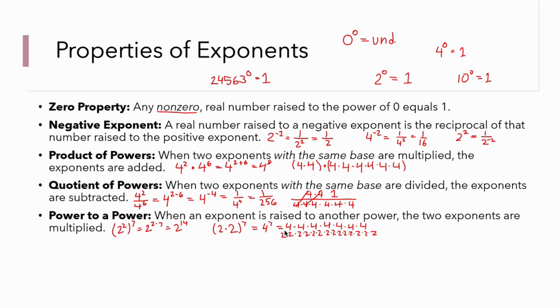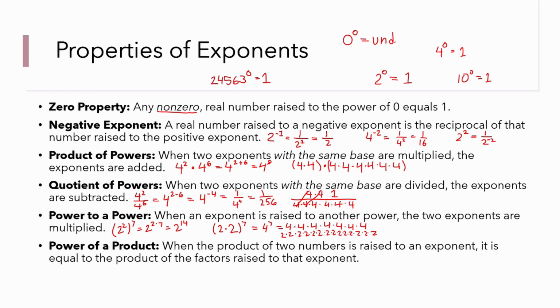2 2's for every 4 here. Now if you count up these 2's, you're going to get 14 2's being multiplied together. And that is equal to 2 to the 14th, which is why this property works. Next property is the power of a product.